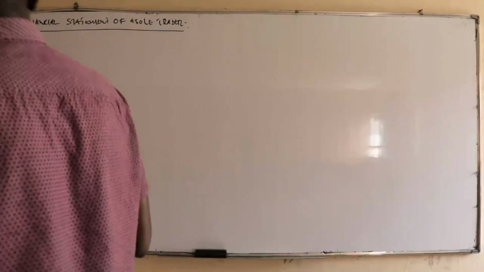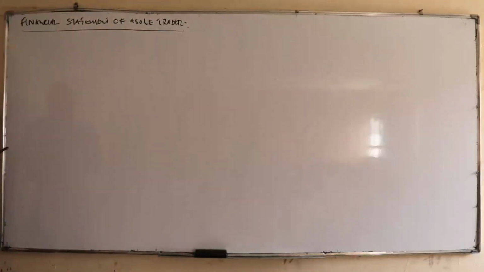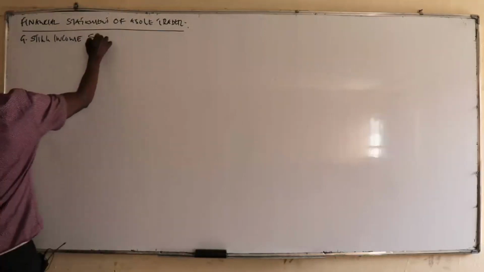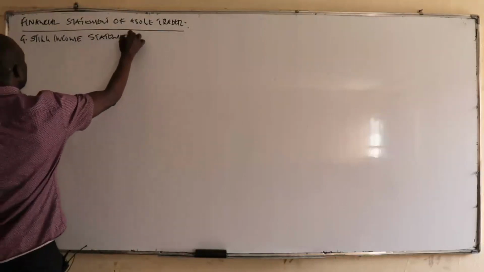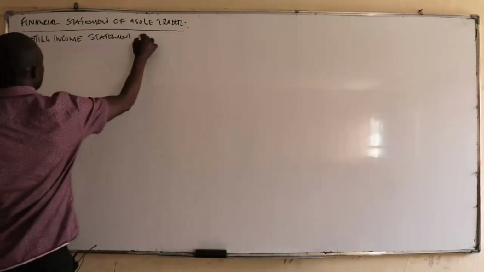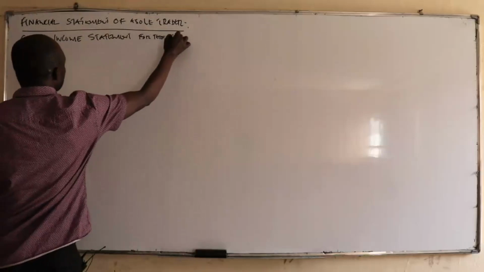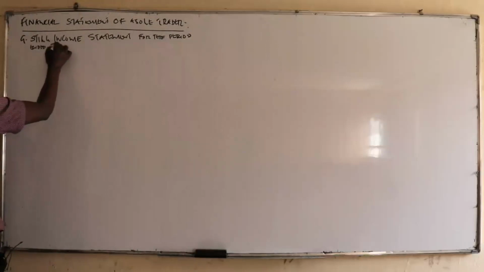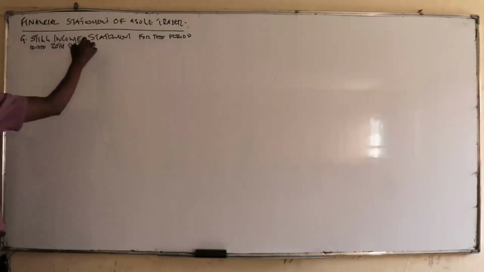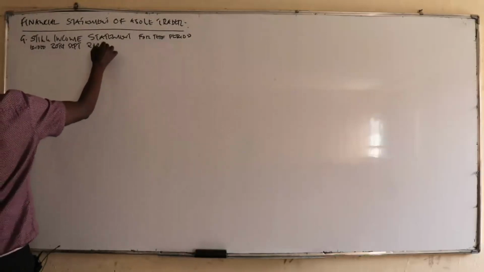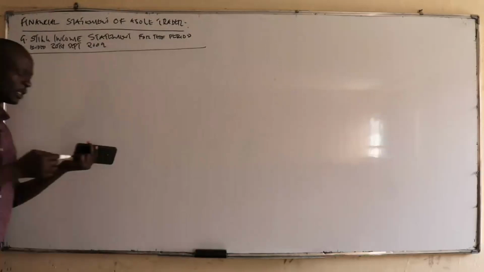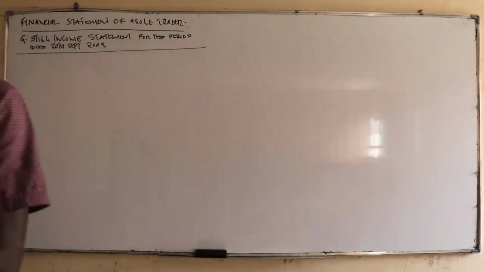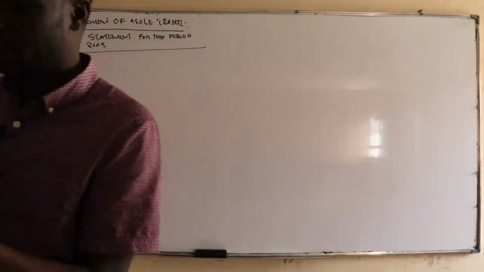So now you write the heading of the business. You write G Steel income statement for the period ended 30th September 2009. Then you underline. Every time you make a statement, it must have headings. That is a requirement of your study.